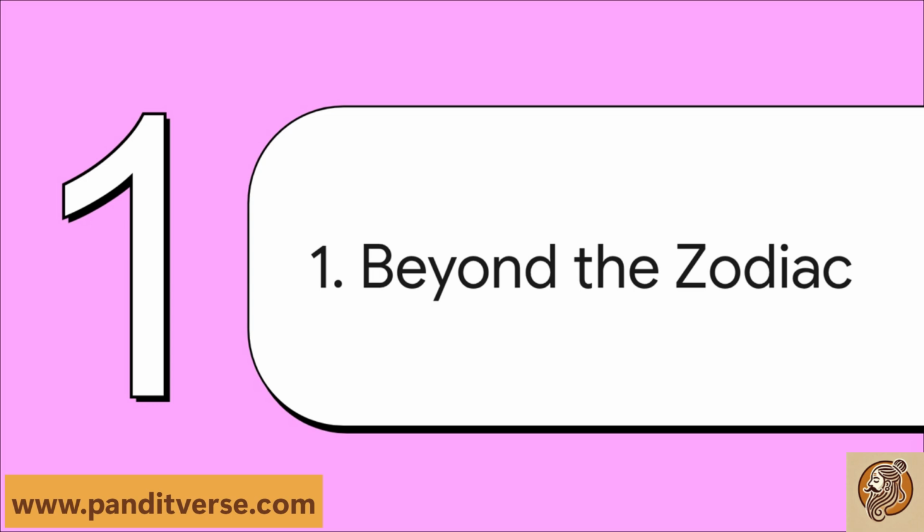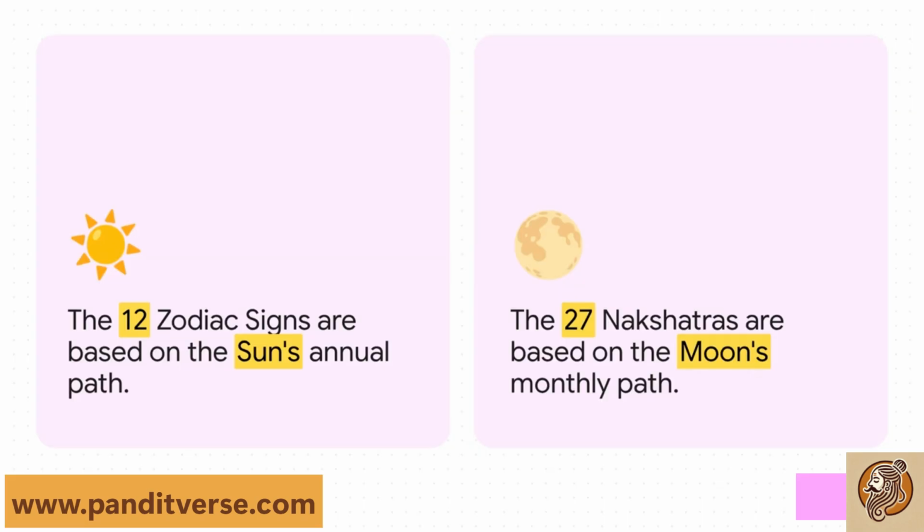Well, it starts with realizing that both Western and Vedic systems use the same 12 zodiac signs. The Vedic approach doesn't get rid of them. It just adds this incredibly detailed layer right on top. Here's the key difference, boiled down. Those 12 zodiac signs are based on the sun's big year-long journey across the sky. But Vedic astrology, Jyotish, zooms in. It follows the moon's much faster monthly path and chops that up into 27 smaller slices. Those are the Nakshatras. And believe me, they add a whole new dimension of insight.